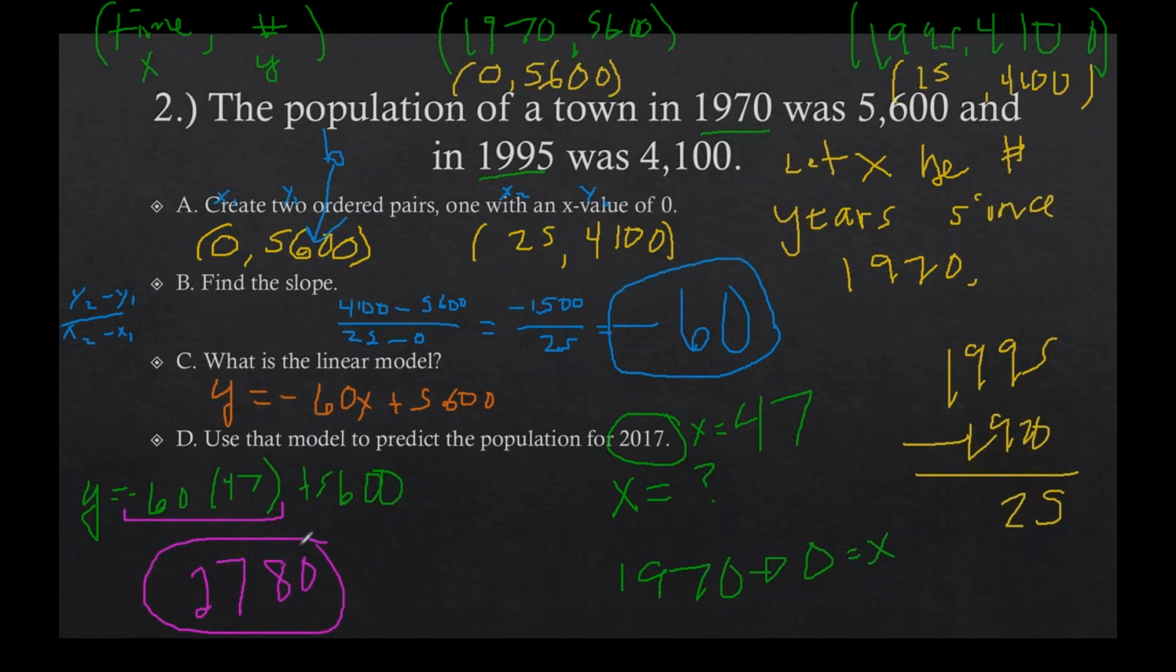Okay. So that's a little bit more difficult of a problem where you have to create ordered pairs, find the slope, write the model, and then use it. But that's pretty typical of what you're going to have to do. So it's one step at a time. If you know you need a model, what's the slope, what's the y-intercept? You have to have those two pieces in order to write your model.